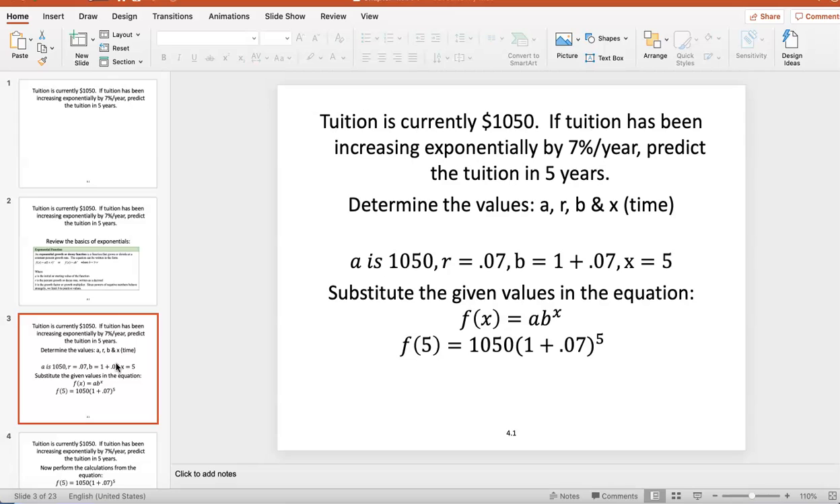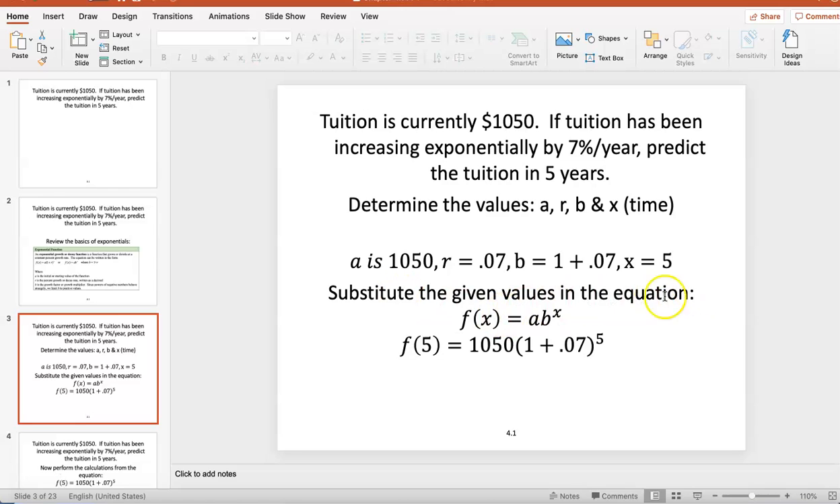Okay, same problem, determine a, r, b, x. A, which we said was the initial, is our tuition. The r is the rate. What is the rate that it's growing? 0.07. So then b would be 1 plus 0.07, which is 1 plus the rate. And your x would be the length of time. In this particular problem, x is the length of time.